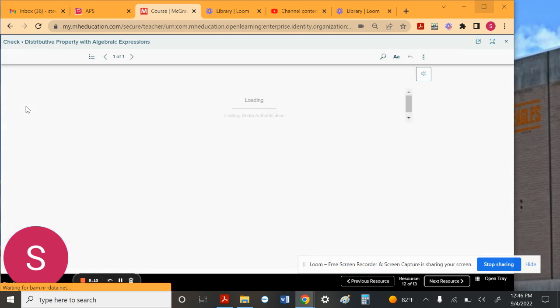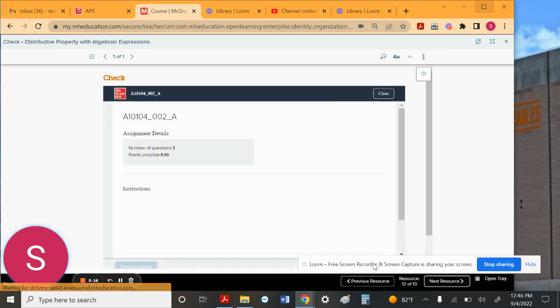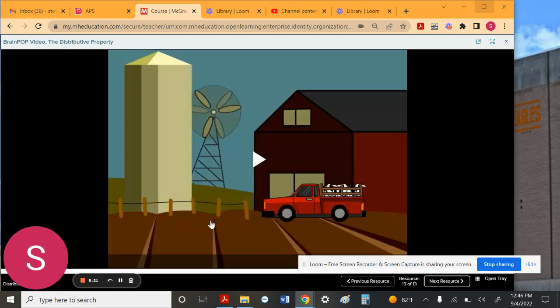And now, last thing, distributive property with algebraic expressions. It's a check. So I want you to go through the check. That is due. Make sure you get through that check. And then our very last resource is a video. This is just a good way to go back and do another review, taught a little differently than what I did maybe, but at least it'll give you a good idea of how to do that. And that's the end of section 4, or lesson 4 in module 1.